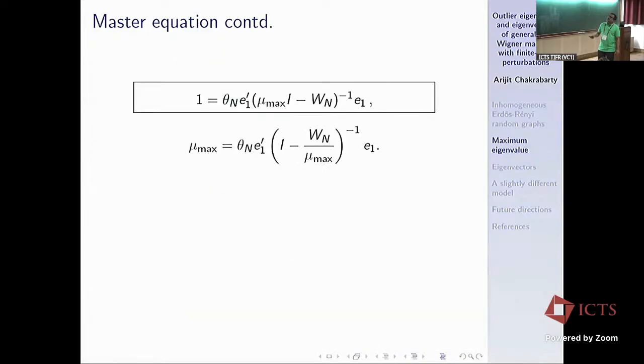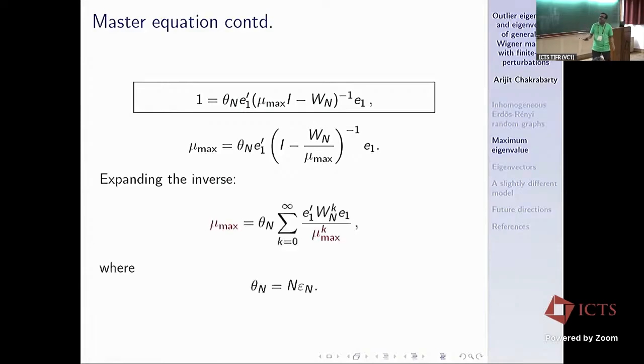Now, if I again multiply both sides by mu max, the largest eigenvalue, then this mu max will come inside, in the denominator, and this is what we'll get. Now, the reason I gave a minute back for this matrix to be invertible, that is, the spectral norm of Wn is much smaller than the order of mu max, tells us that this inverse can be expanded. Okay, so the inverse can be expanded whenever this is something of norm smaller than 1. And that happens with a very high probability. So if you expand the inverse, this is what you get.